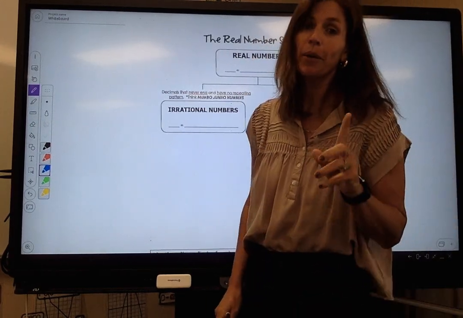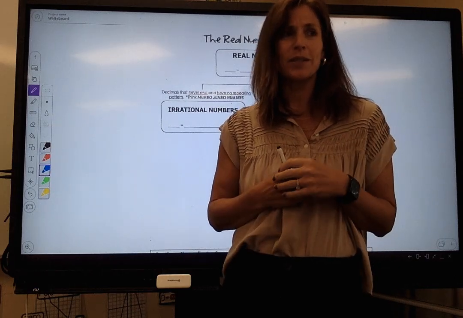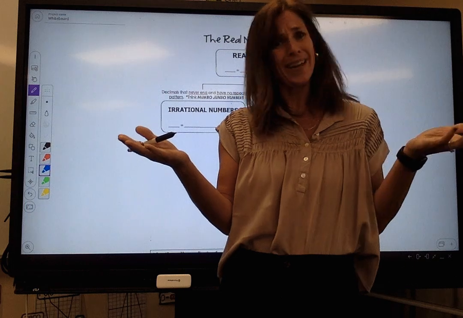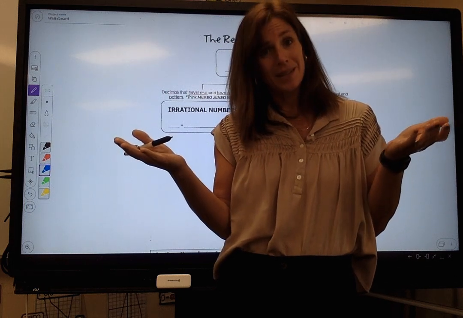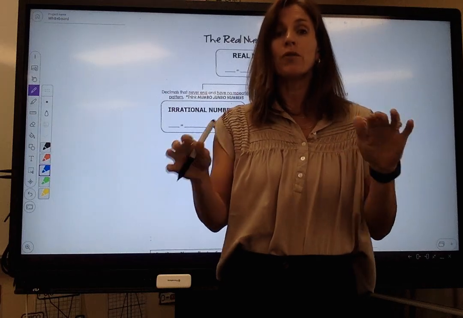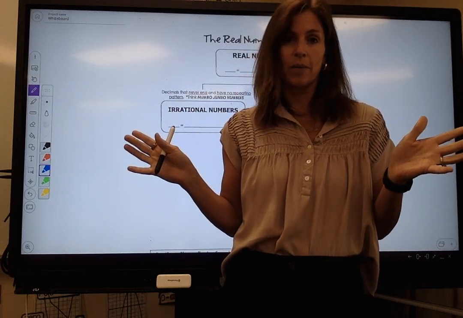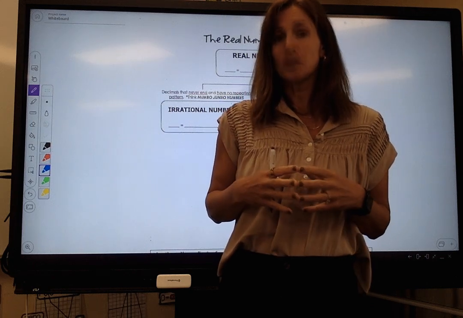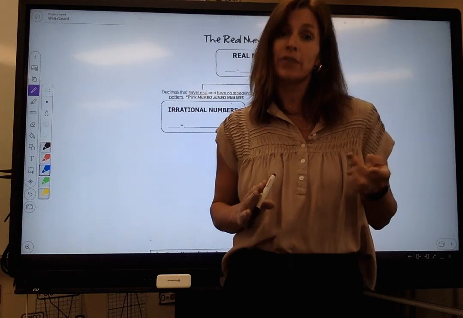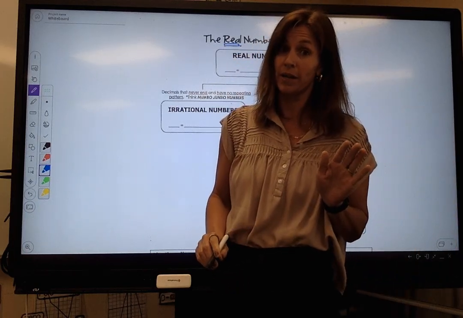Here we're going to talk about the real number system. And what's interesting to me is anytime I talk about the real number system, it begs the question, well, if there's a real number system, is there a fake number system? And the answer is yes. We call it imaginary, and we're not going to learn that until Algebra 2. So for us in this class, the real number system is all the numbers that we're going to talk about. So when I ask you to classify a number, every single one of your answers should include real numbers because that's all we're talking about in Algebra 1.